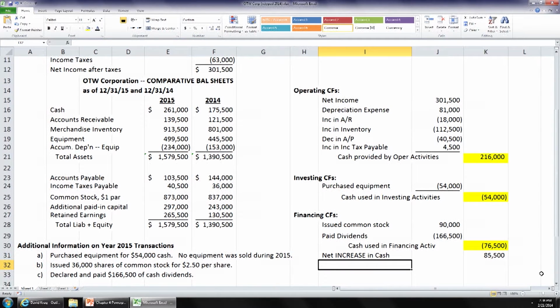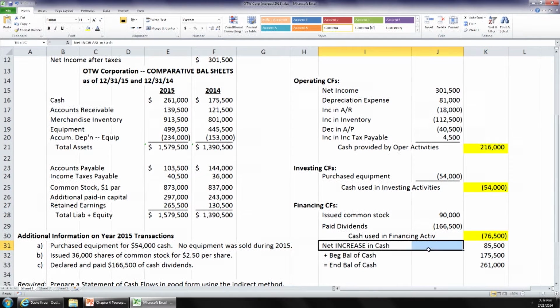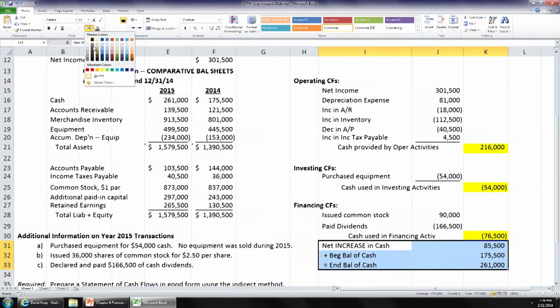This is not the end of the cash flow statement. What we have to do now is say plus beginning balance of cash, and that equals ending balance of cash. We have those numbers, don't we? What's the beginning balance of cash? 175.5. Does that in fact equal the ending balance of cash of 261? I would say it does. Are you with me? You see what we did there? Let me highlight this in green for cash. Isn't that clever?